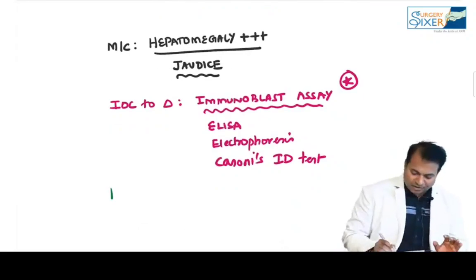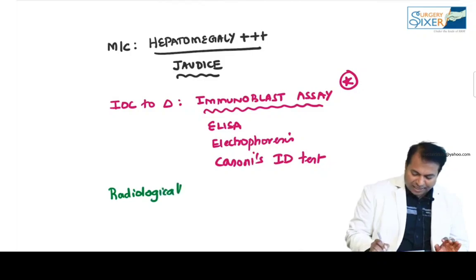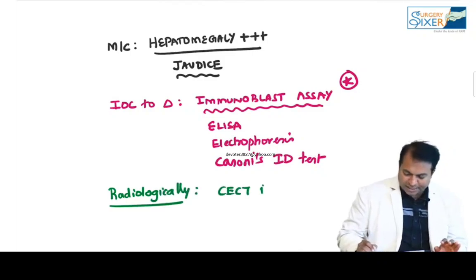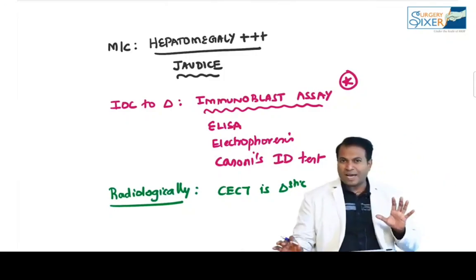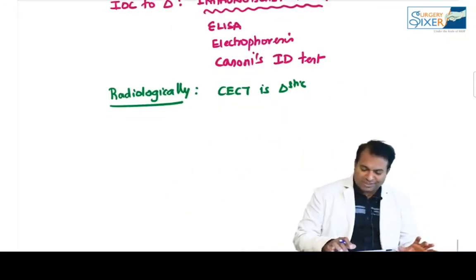But we don't do all these things. We follow radiological investigation. When we do a CT scan, it shows the hydatid cyst. CECT is diagnostic. We don't practically do immunoblot and all these things. In high prevalence areas like South India, we get more hydatid cysts, so with CT scan itself, we say this is hydatid cyst.